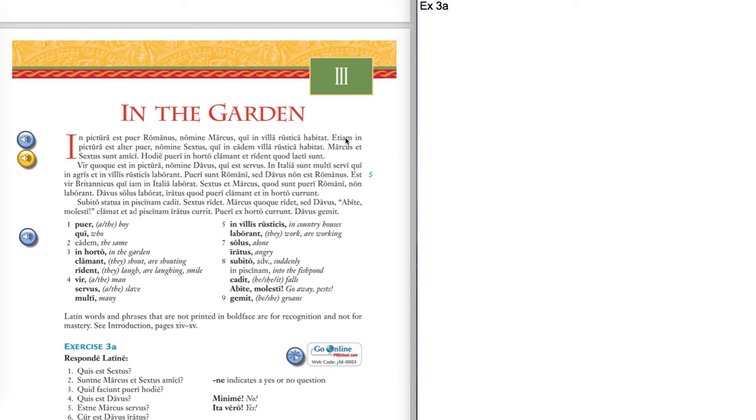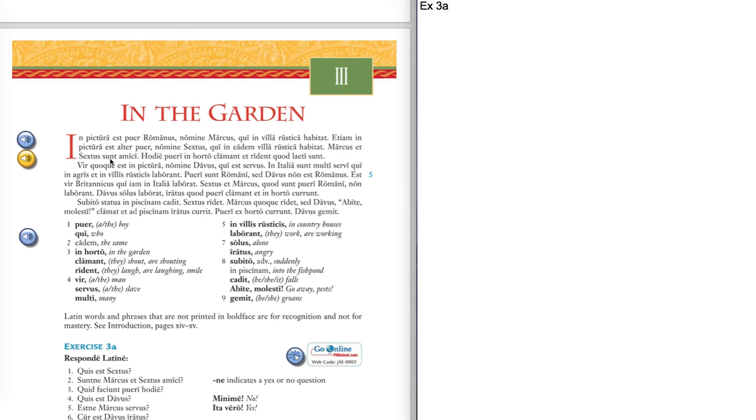Etiam in pictura, also in the picture, is alter puer. In the last chapter, we had altera puella for Flavia, a second girl. But here we just have alter puer, a second boy or another boy, named Sextus, who lives in the same... Eadem is, where is it? Eadem is right here. Eadem is the same country house and farm.